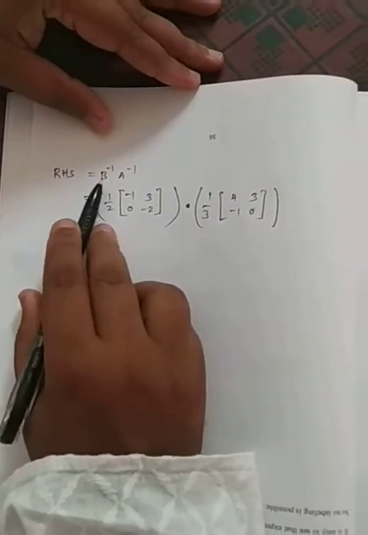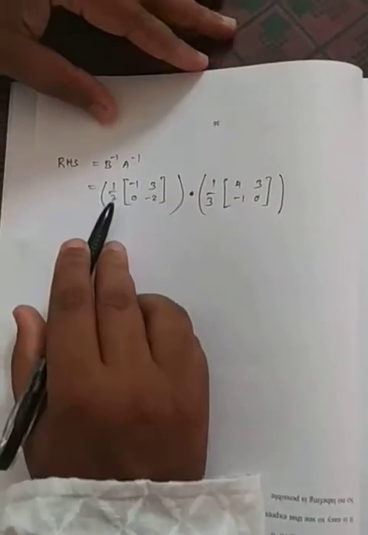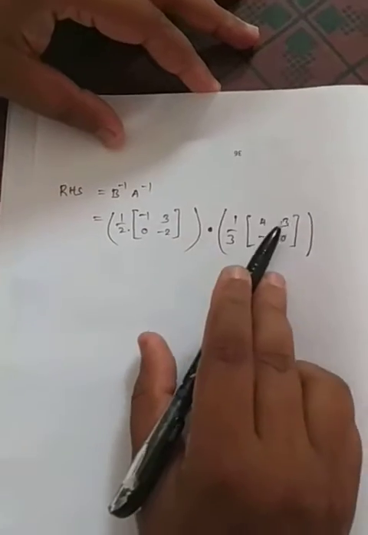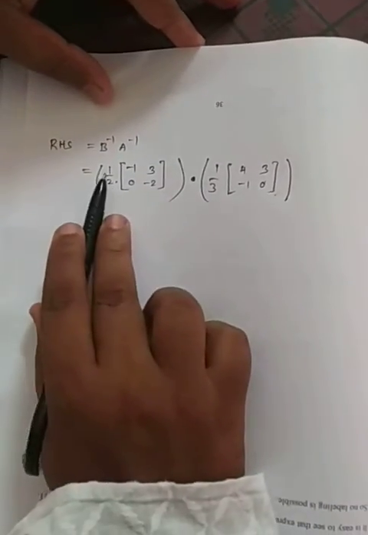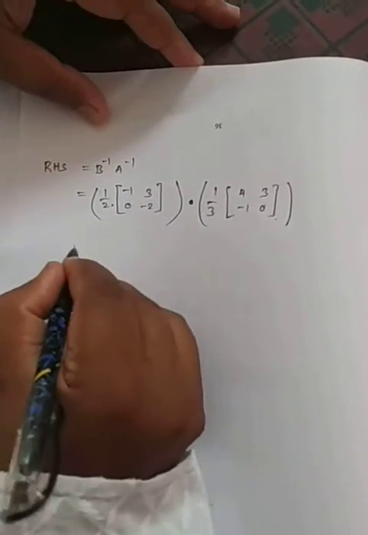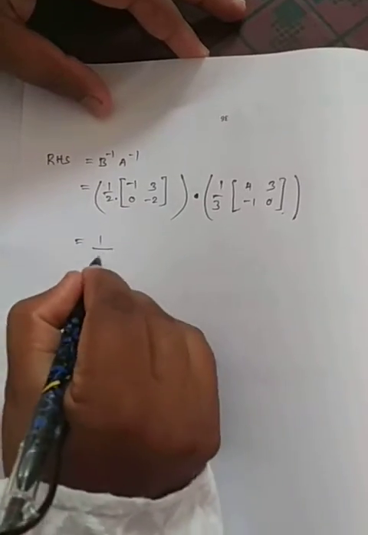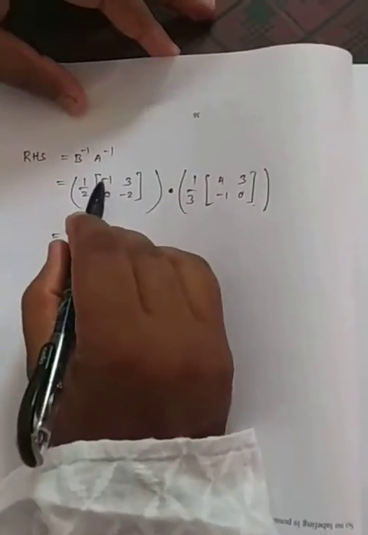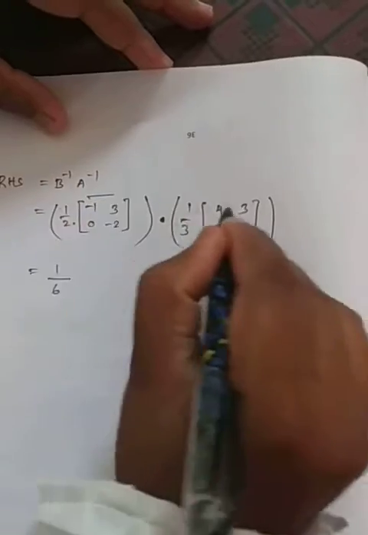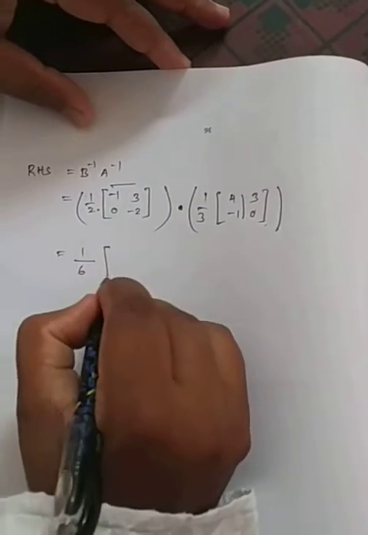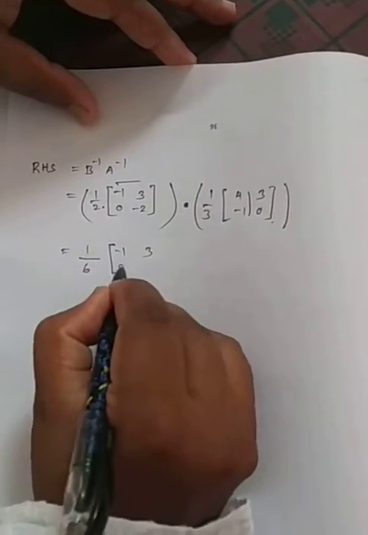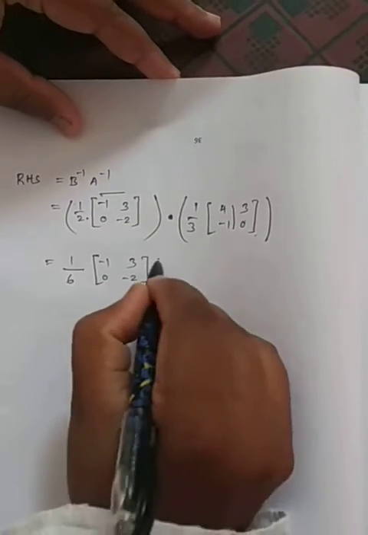Here RHS is B inverse A inverse. I have written B inverse value here, and A inverse value we have written. First we will multiply scalar. 1 into 1 we are getting. 2 3s are 6 we are getting. And then now you need to do the matrix multiplication method. This first row, this column you need to multiply. Or you want to write it one time, no problem. There should not be a confusion here.